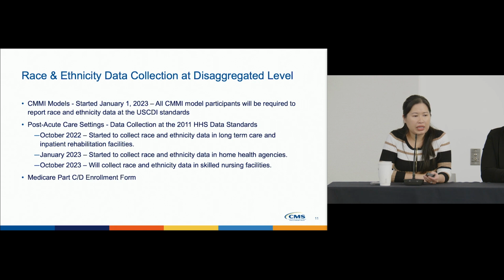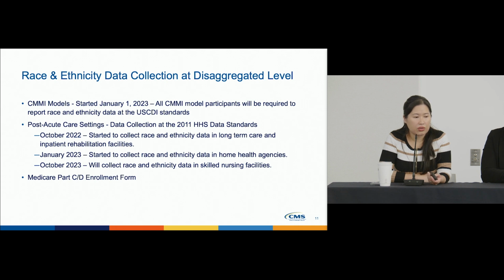So what has been happening is that all of our CMMI model participants, starting this year, will be required, or have been required, to report race and ethnicity data at the disaggregated standards. And then for some of our post-acute care settings, we are also collecting race and ethnicity for 4 facilities: long-term care, inpatient rehab facilities, home health agencies, and, as of recently, skilled nursing facilities to start collecting race and ethnicity data along with 5 other social determinants of health data elements.